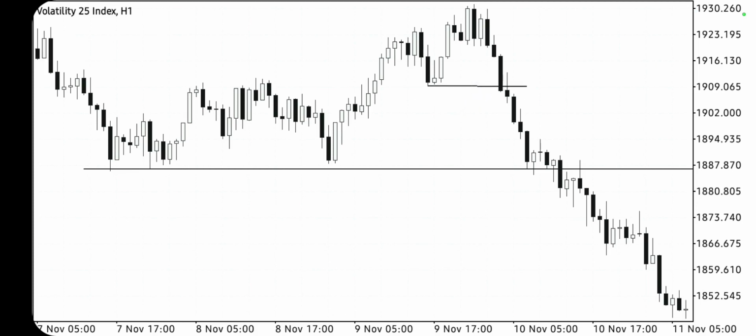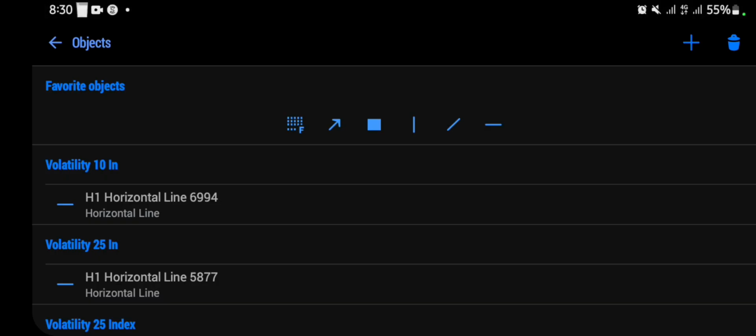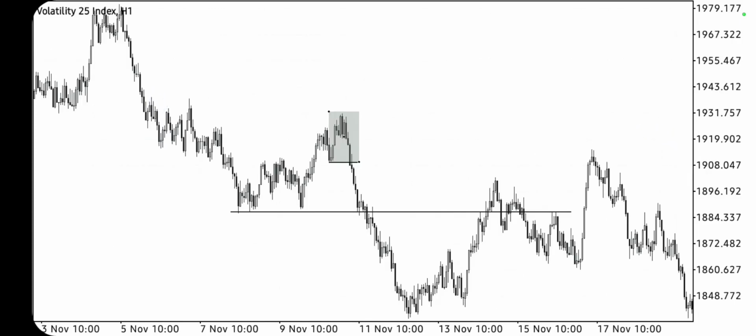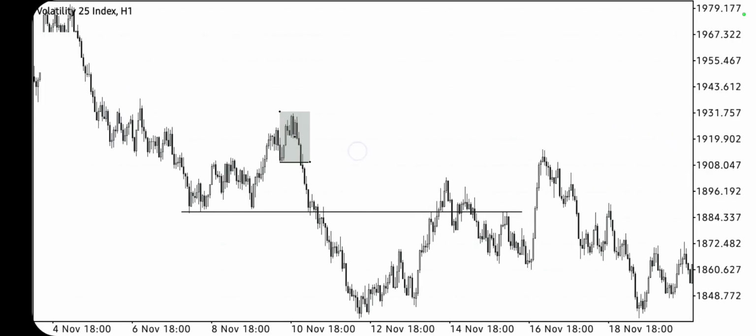Now your primary POI lies from here to here. Your primary POI lies from that particular swing point to where we had the first break of structure. That is where your primary POI lies. So let's just check it. Let's check what the market did.